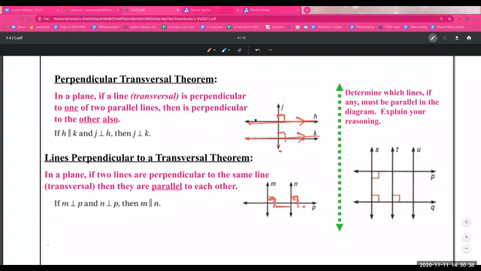Determine which lines, if any, must be parallel in the diagram. Explain your reasoning.